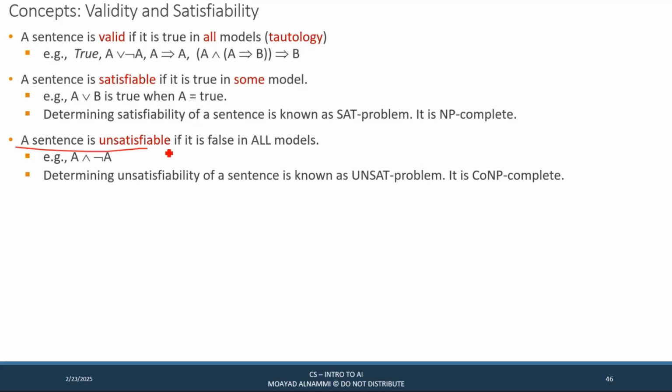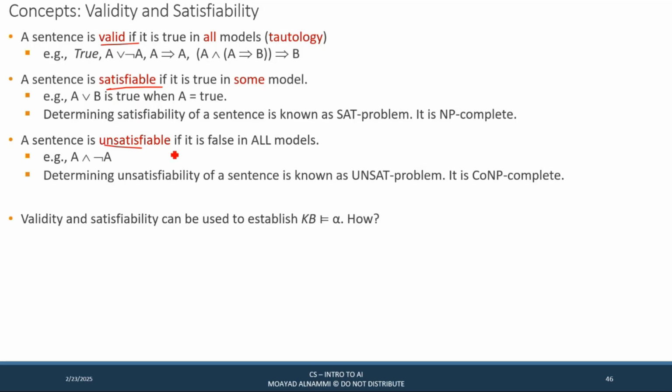A sentence is unsatisfiable if it is false in all possible models. So for example, this sentence here, A and not A, you cannot make this sentence true, right? Set A to true, the entire sentence becomes false. If you set A to false, the entire sentence becomes false, right? Determining unsatisfiability of a sentence is known as the UNSAT problem. This is co-NP complete.